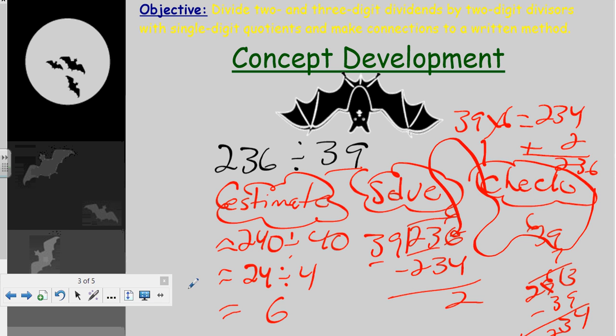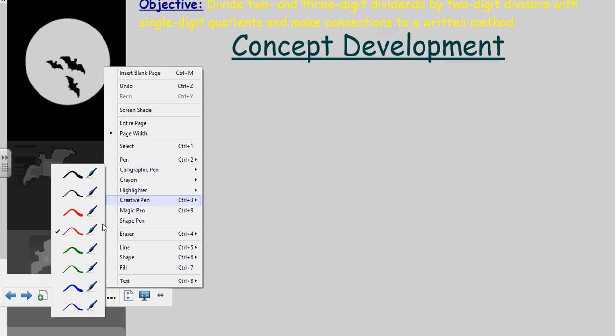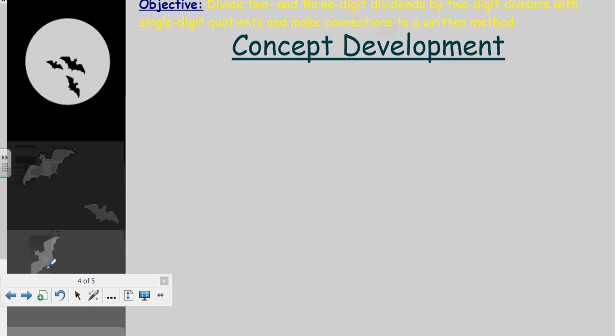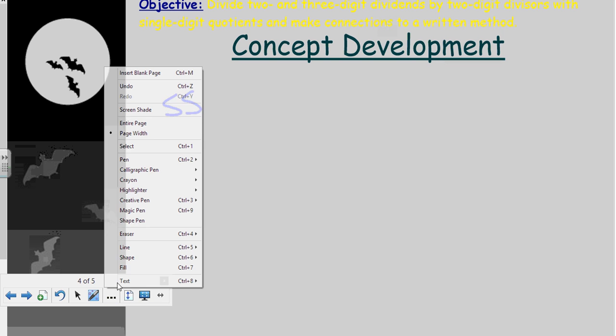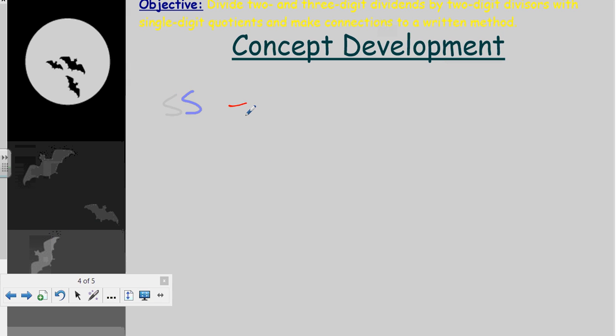We'll do one more. Let me see. Yeah, let's do another quickie. All right. We'll get out some blue. And probably want to do this too. And let's see. Let's make that right. Let's do 712 divided by 94.